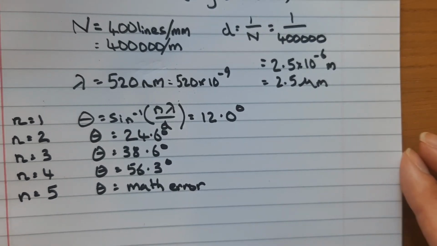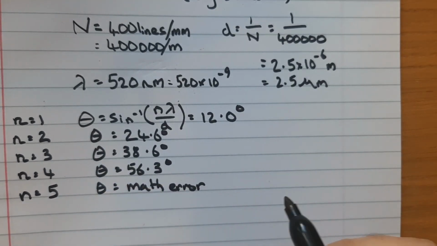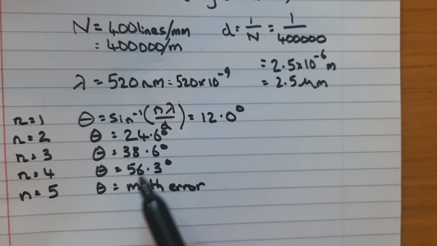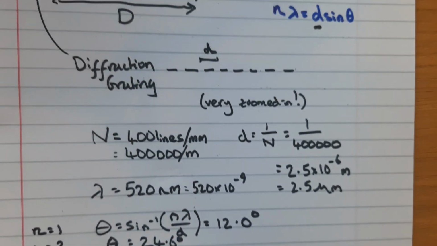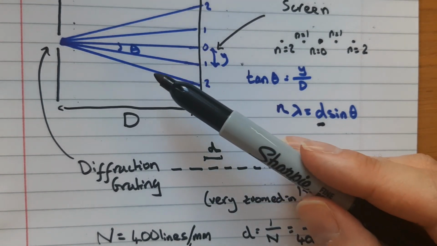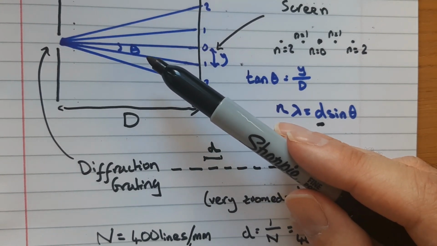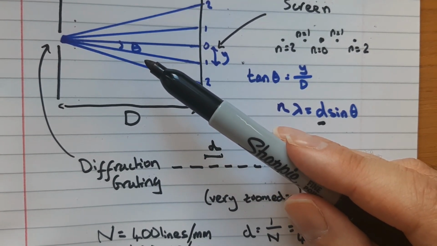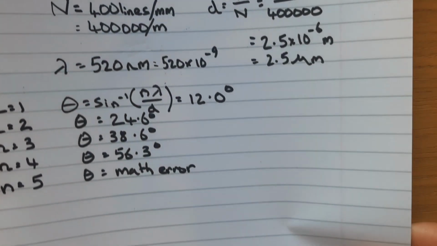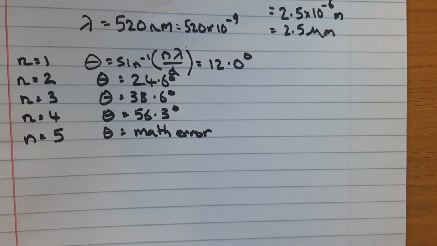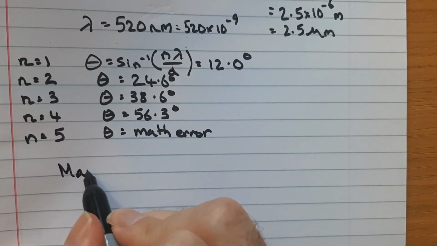But how could I work that out quickly? Rather than having to work out every single n, how could I work out quickly what the greatest order number that I get is? So the way to do that is to realize that in this diagram, the biggest theta you could ever have would be 90 degrees. You can't get anything more than 90 degrees on this diagram, otherwise the light would be going backwards. So we use the formula, but we put in theta is 90 degrees.